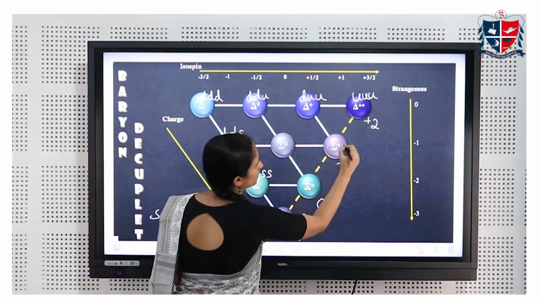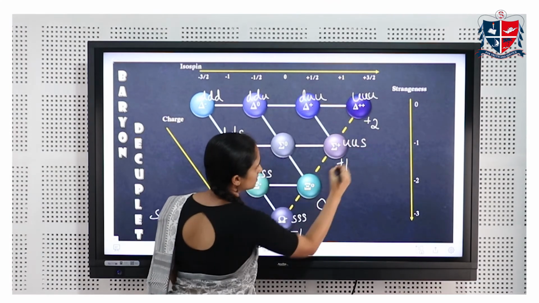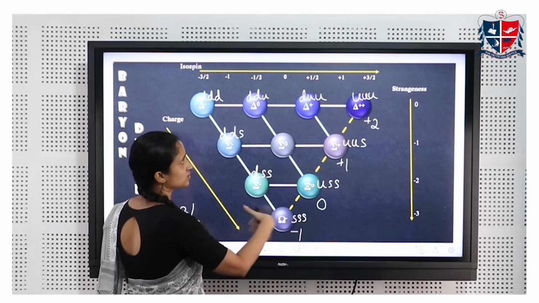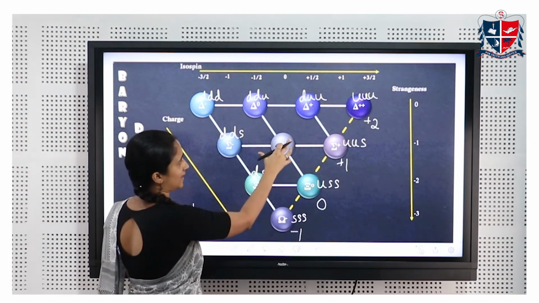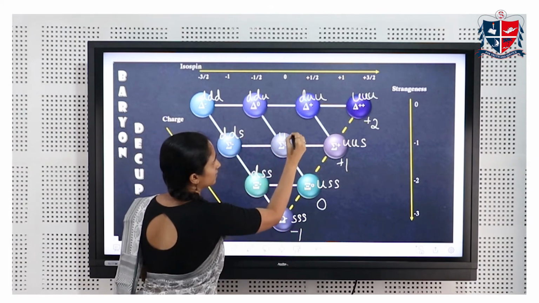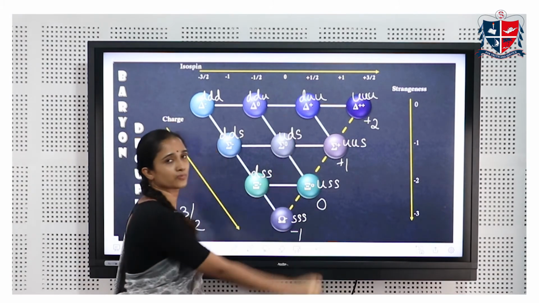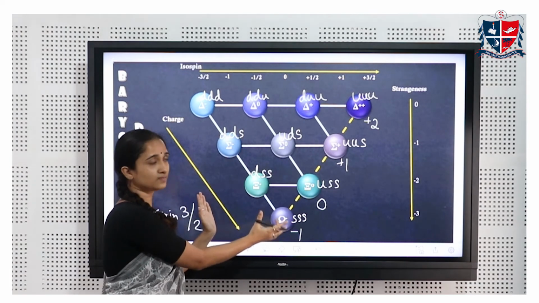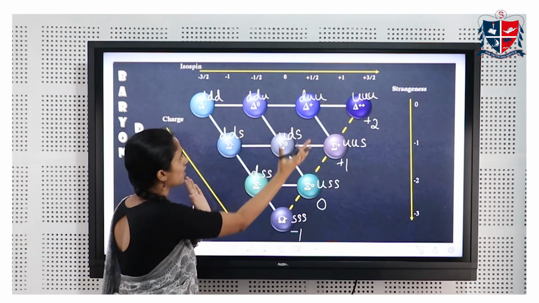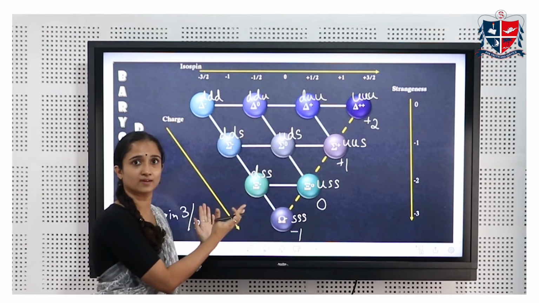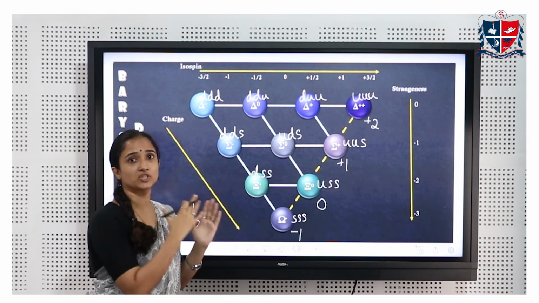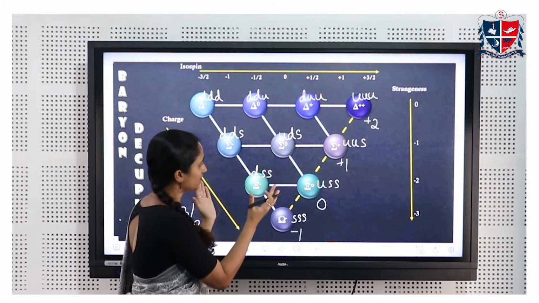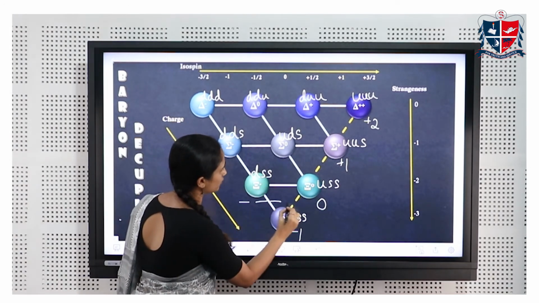Similarly here, it will be UUS, USS and SSS. So it is evident from this pattern that the center particle will be having UDS quarks. So here you can see that symmetry, the symmetry property of all these particles.